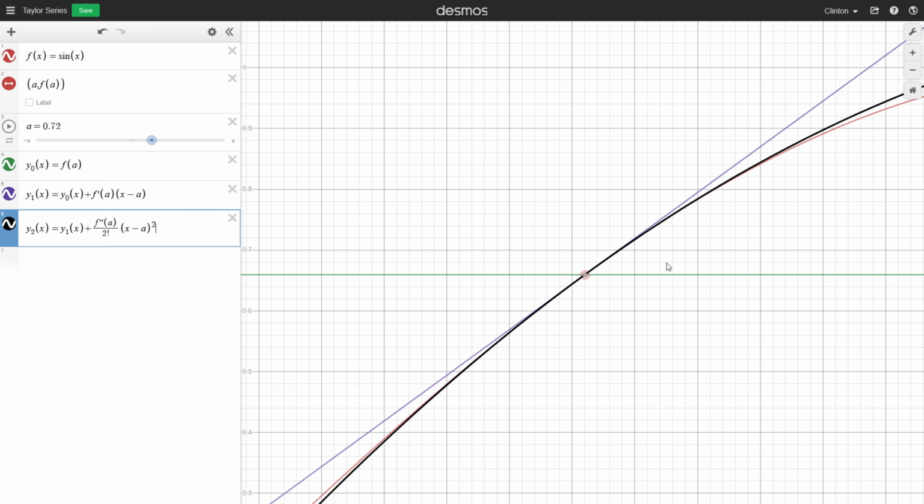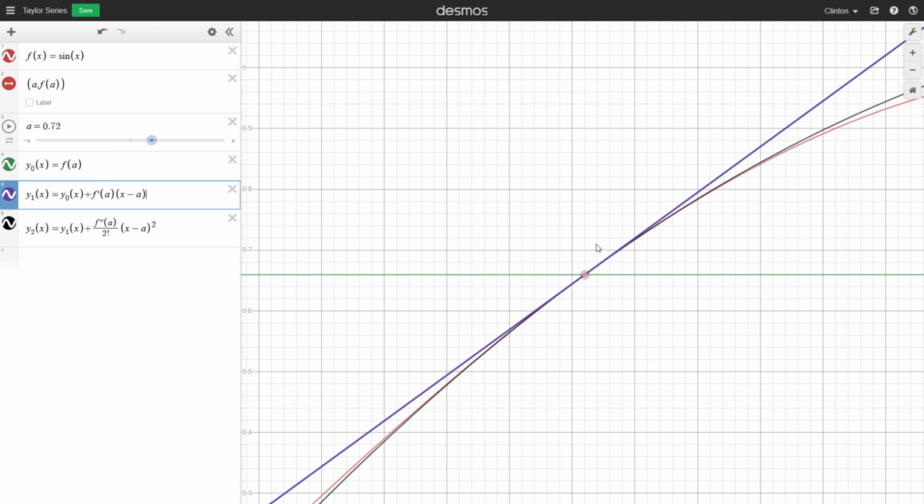The green function, the horizontal line, was our 0th order approximation. It only agrees with sine of x at the y value. No other information about it agrees with sine. It's just the y value. Then we increase that to get this purple curve, which is a line, and it matches the slope of sine of x at that point. So you can see that compared to the green, the purple does a really good job, and the black does a really good job.